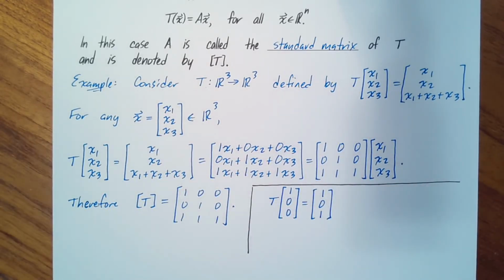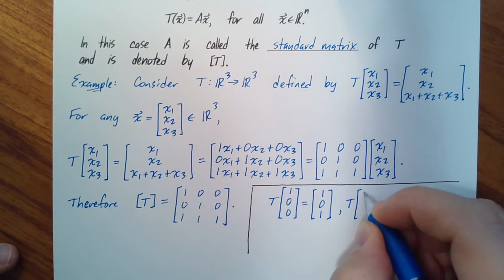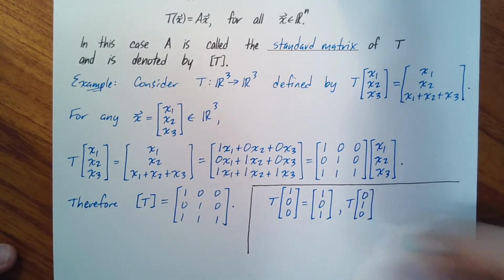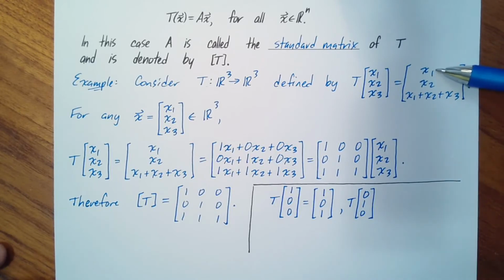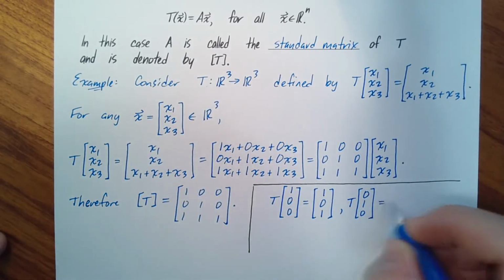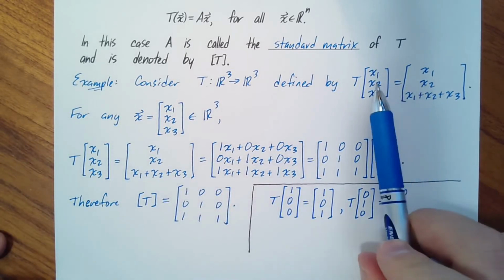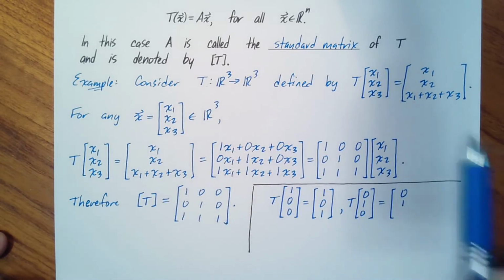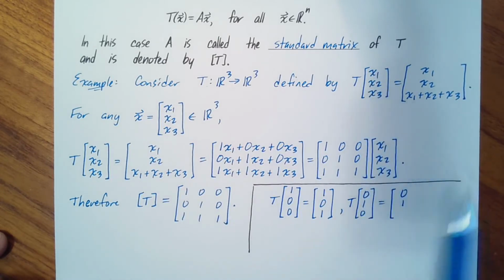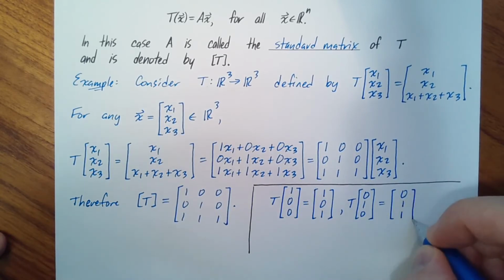Right? And now what about the other two standard basis vectors? What about T of E2, which is 0, 1, 0? What's that going to be? Well, use the same approach. The first coordinate is just a copy of the first coordinate of the input vector. The second coordinate is just a direct copy of the second coordinate of the input vector. And then the third coordinate is the sum of all three. So you get 0 plus 1 plus 0, which is going to be 1.